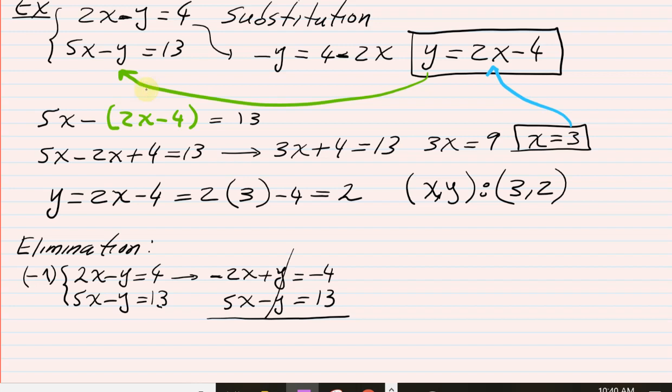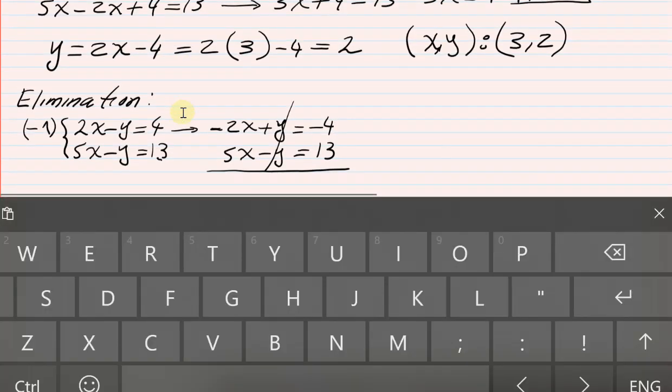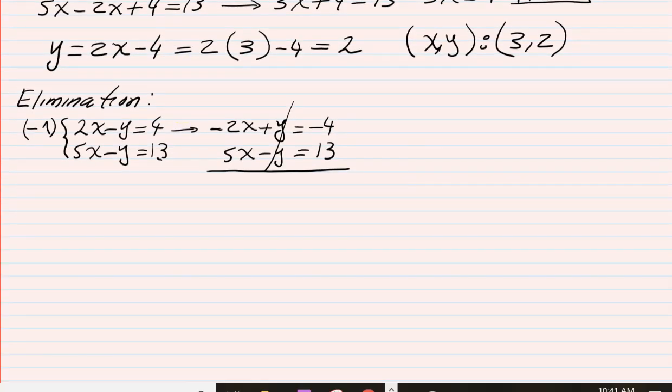Next, I'm adding the two equations together. So this is going to make it 5x and 2x, and that makes 3x equals 13 minus 4, which is 9. And then divide both sides by 3 and x becomes 3. Note, of course, we have the solution already. We don't expect a different solution, right? The solution doesn't change. It's just the way we go about solving it that is changing.